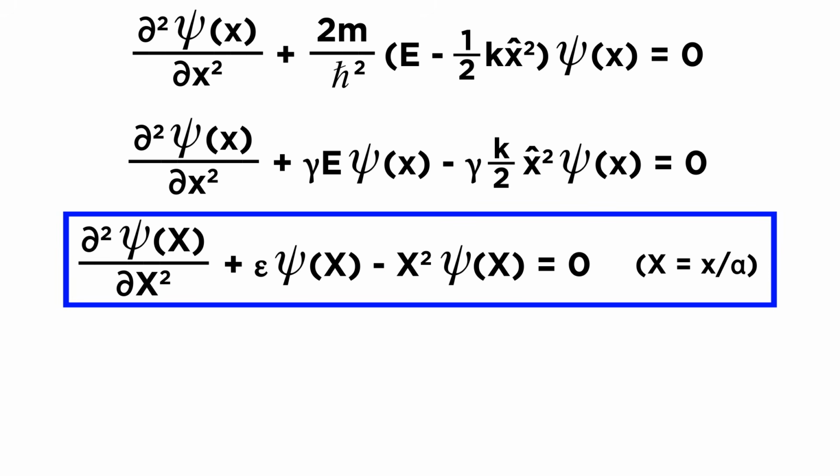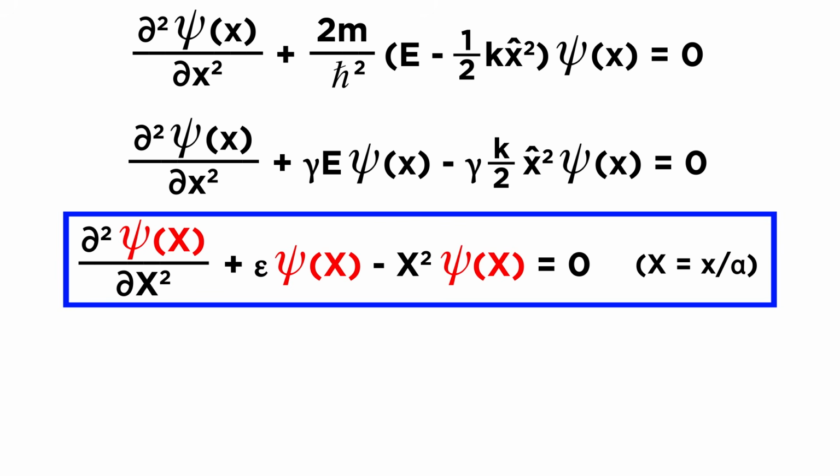Now, what we really want to do is get rid of the constants and get the equation in this kind of form, as this is something that we would be able to solve. Notice that we changed lowercase x into capital X, and we changed gamma e into epsilon, where big X equals little x over alpha, and both epsilon and alpha are new constants that have yet to be determined, which will allow us to express the equation in this manner such that it can be solved. Now we need to find what these constants must be in order to make this possible.